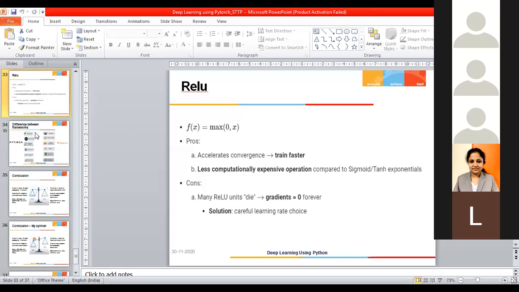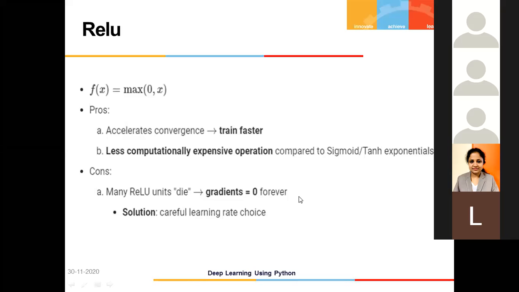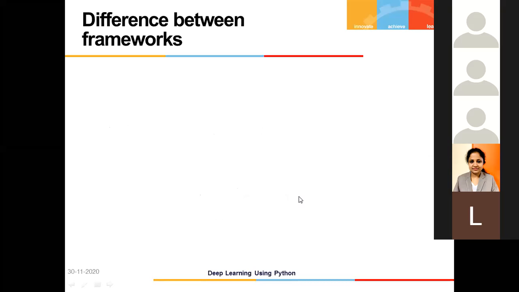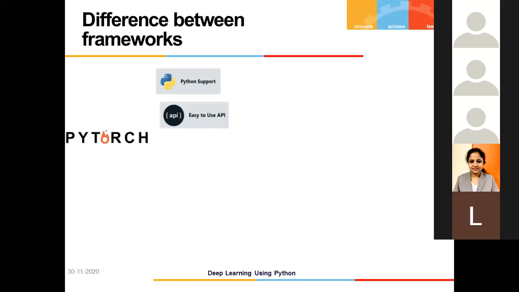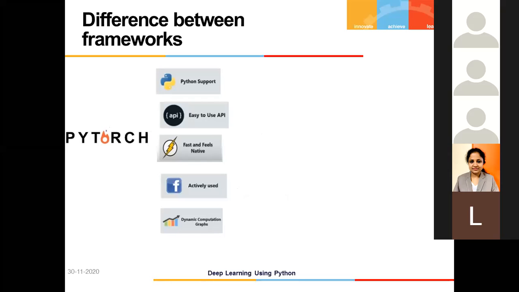So I just wanted to give the difference between, is my screen visible? Okay, it's visible. Just I want to give you the difference between frameworks, that is PyTorch and TensorFlow. So when you take PyTorch, it has totally Python support, because the entire PyTorch application is built on Python. So it is easy to use all the APIs, and it is fast and feels native, and it is designed by Facebook, and it is dynamic, and you have the CUDA support also.